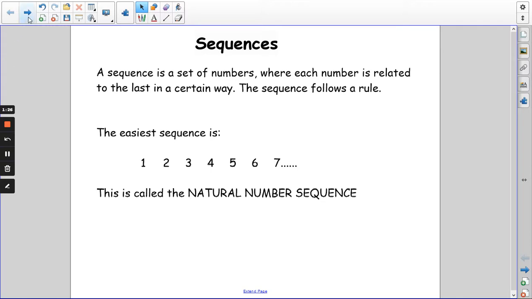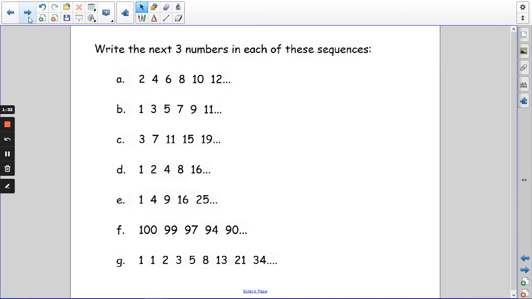Now what I've got on the next slide, so pause it if you're not ready to move on. I've got 7 sequences, and they all follow a rule. Some of them are harder than others. And what I'd like you to do is to pause the video, and figure out the next 3 numbers in each of the sequences. So copy down what I've got so far.